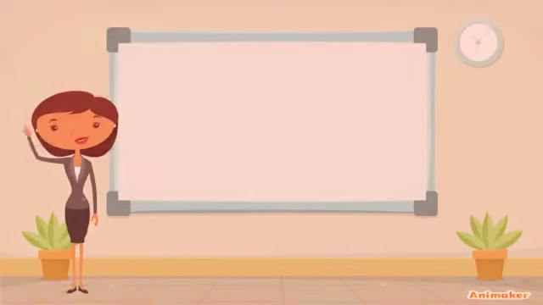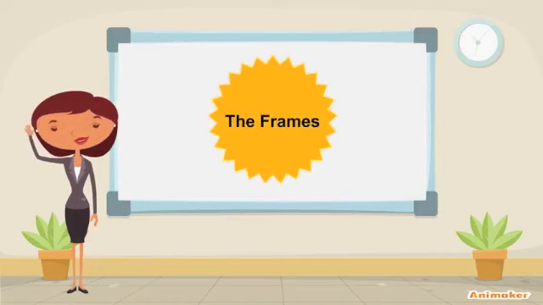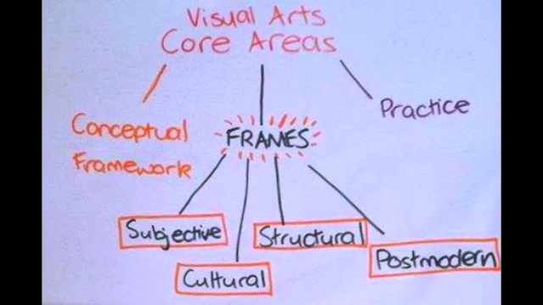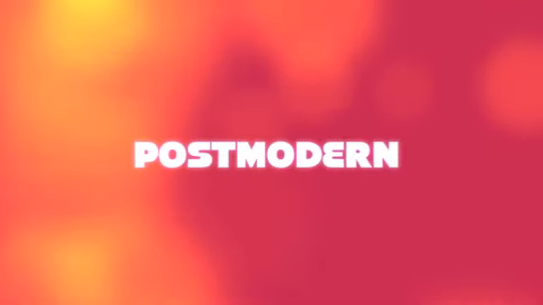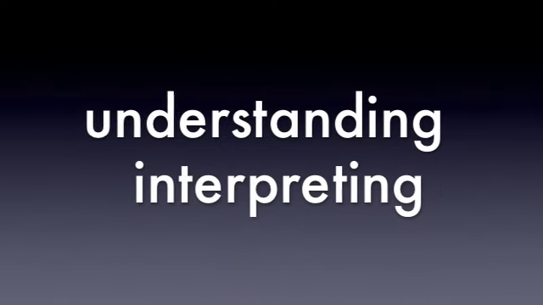The frames are one of the three core content areas one must study to learn about all areas of visual arts. The other two subjects are the conceptual framework and practice. The four frames are the subjective, cultural, structural, and postmodern. They all link to the conceptual framework and practice.